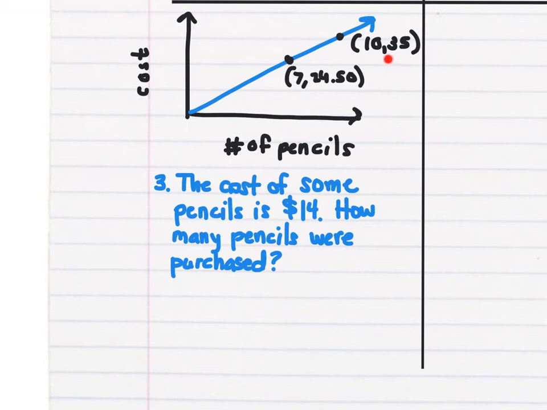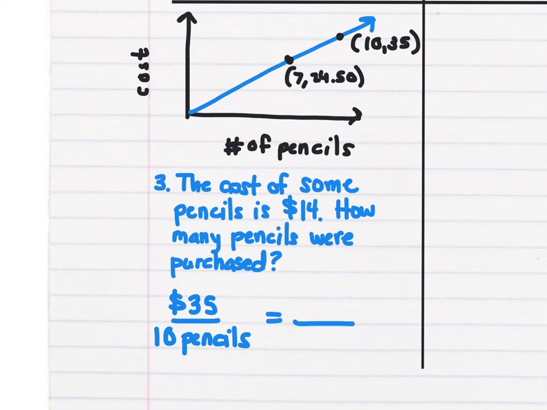So I'm going to write this as a ratio because the cost is proportional to the number of pencils. So here, my first ratio that I'm going to use is $35 for 10 pencils. So that's my setup. Now, I could use $24.50 over 7 pencils. And I could also flip these. I could have put pencils on top, dollars on the bottom. But it doesn't matter.